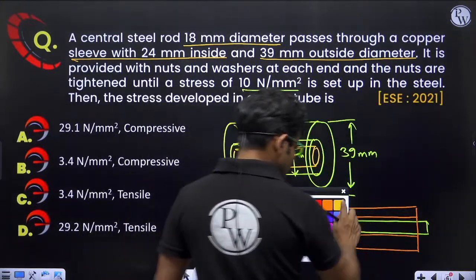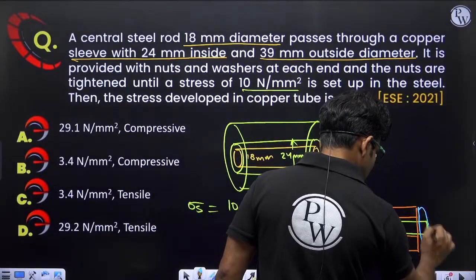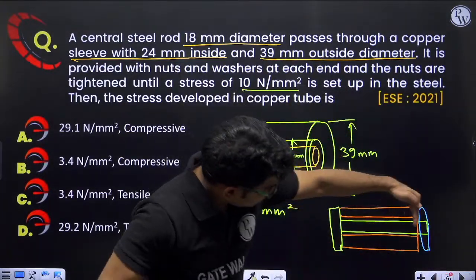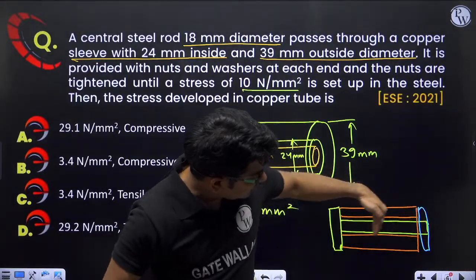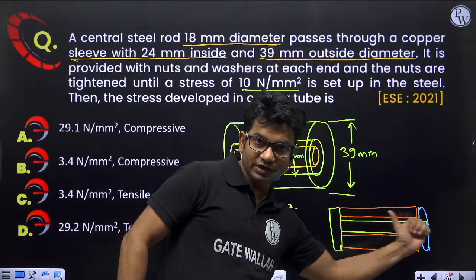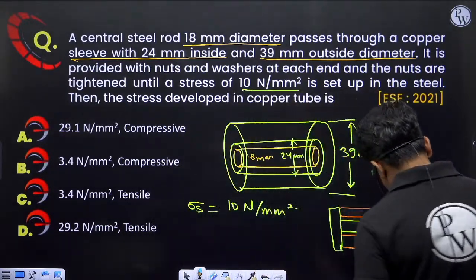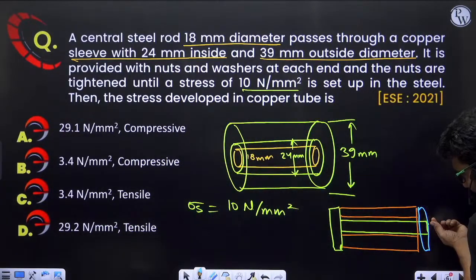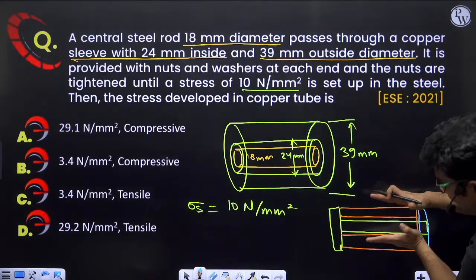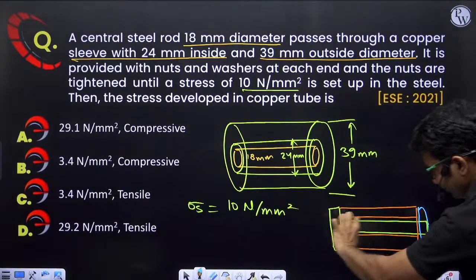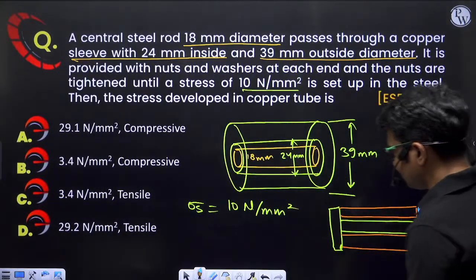So nuts are tightened. When the nut is tightened, the movement of nut will be in this direction. When the movement of nut is in this direction, it is pulling this steel like this, and it is pushing the copper sleeve like this. So there will be compression in copper and tension in steel.